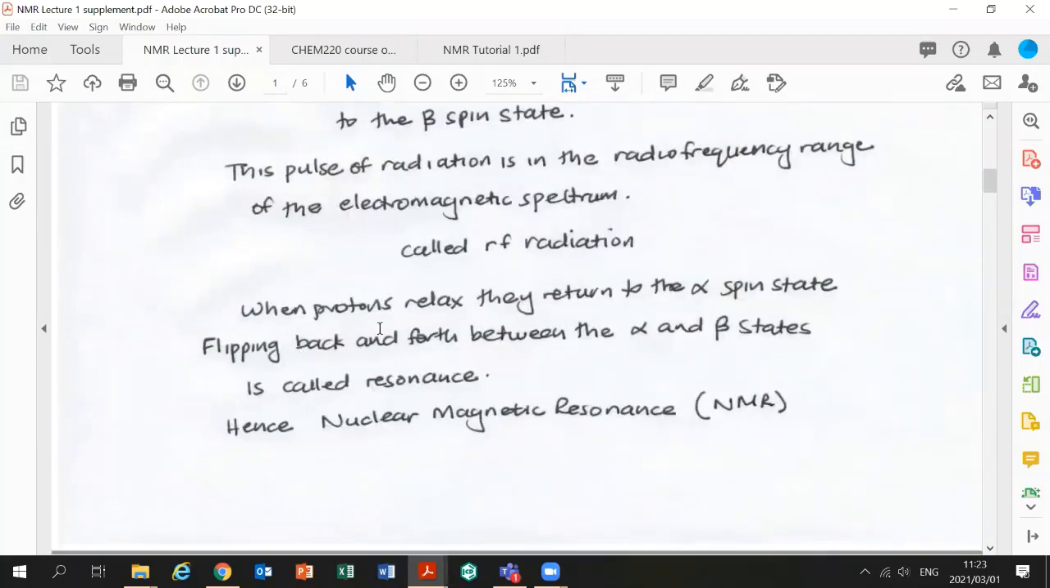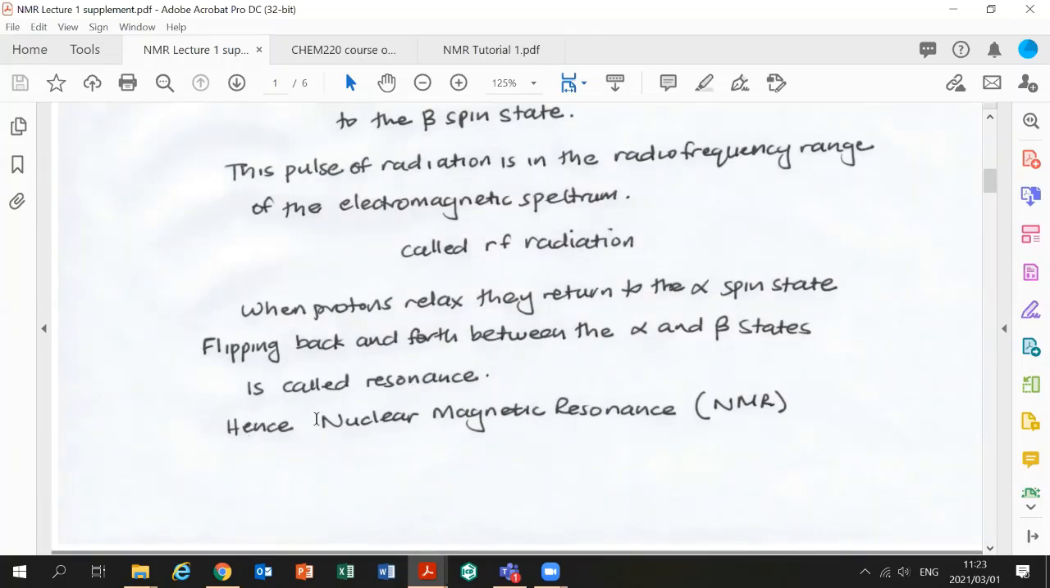So when the protons relax from the beta spin state and return to the alpha spin state, we call this flipping the spin, right? And we can flip back and forth. I can go from the alpha state, get some energy, go to the beta state, lose the energy, go back to the alpha state, get energy, go to the beta state. And we call that flipping back and forth between the alpha and beta states resonance, right? So we're resonating between the two states, the alpha state and the beta state.